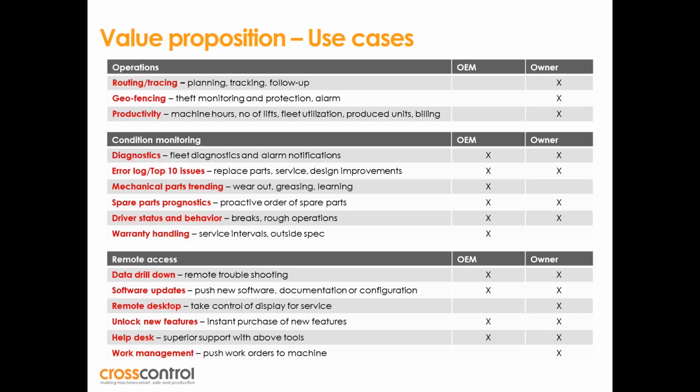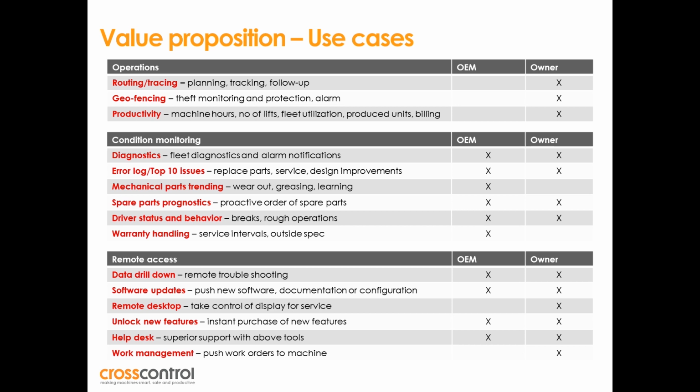And here are some examples of use cases that can create value for you. We have divided them into three categories: operations, condition monitoring, and remote access. Within operations, you can use it for routing and tracing, for example. If you want to see where your fleet of machines are working, where they have been, you can see the history of where they have been driving, where they have been loading and unloading their load, etc.